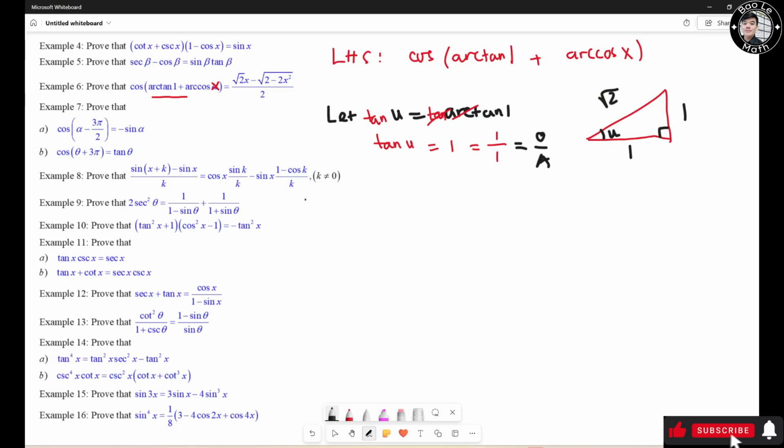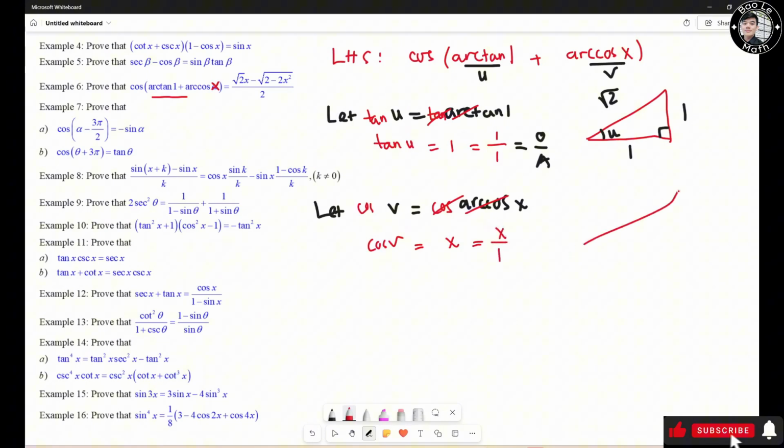Now, the second one, we just let v be inverse cosine of s, right? This one is u, and this one is v. Alright, so we're going to take cosine of both sides. So then this cancels out, right? So we have cosine v equals s, right? Now I can rewrite this as s over 1, right?